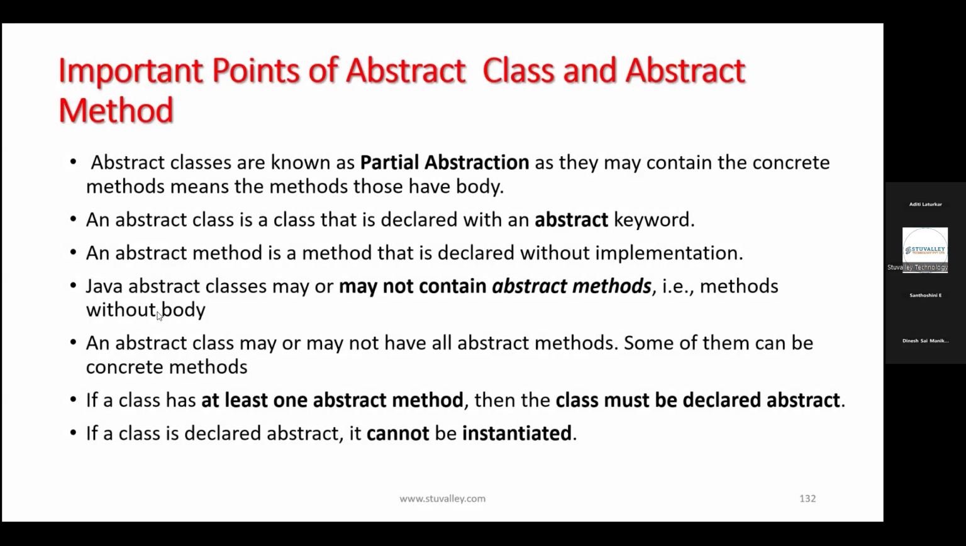Abstract class, and what are the different important points related to abstract class and abstract method that we have seen in the last session. Abstract classes are known as partial abstraction because they contain concrete methods as well as abstract methods. Okay, that is why it is partial abstraction. We have seen one example of student marks, which is an abstract class.